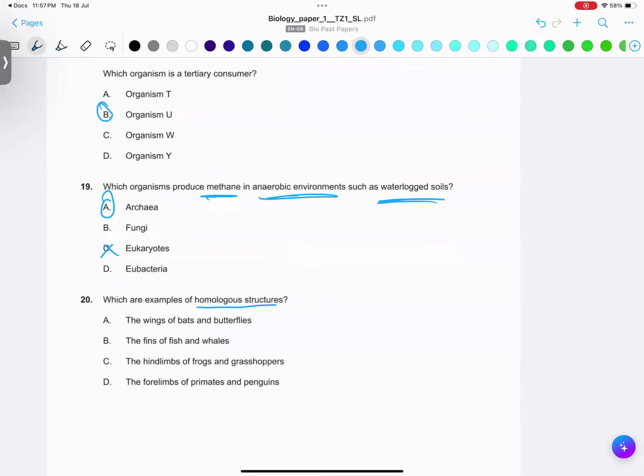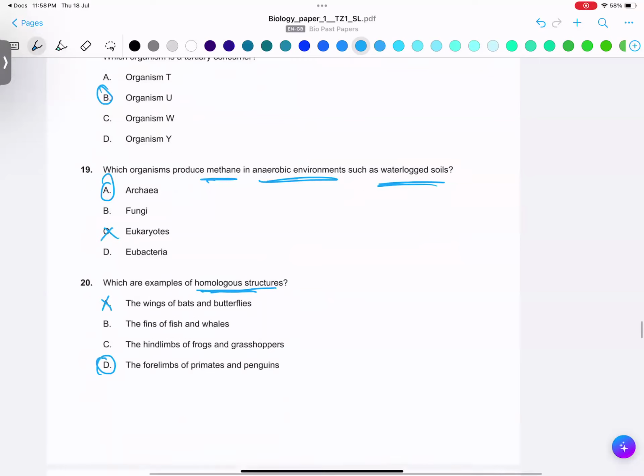So the wings of bats and butterflies, they're not homologous, because a homologous structure is when they're actually related. Just because they use them in the same way, to fly, this is not the answer. The fins of fish and whales, no. The hind limbs of frogs and grasshoppers, no. And we have the forelimbs of primates and penguins, which is basically our answer.